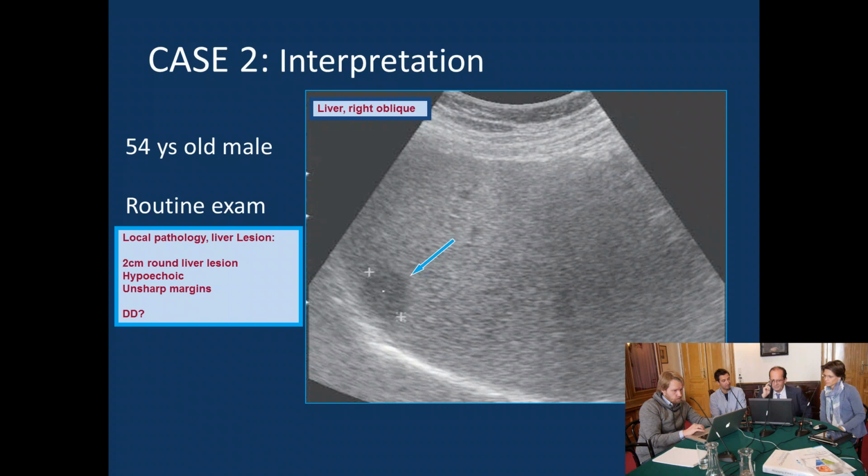This is a 2 centimeter round liver lesion, hypoechoic, with unsharp margins. So I would be interested in the differential diagnosis. What would be a good idea? One says that it could be a cyst or metastasis. What kind of cyst? A cyst would be completely hypoechoic.